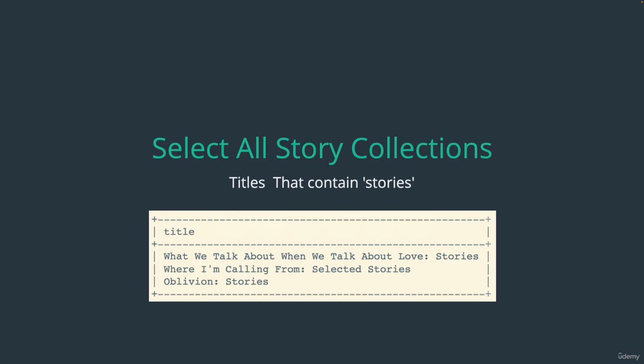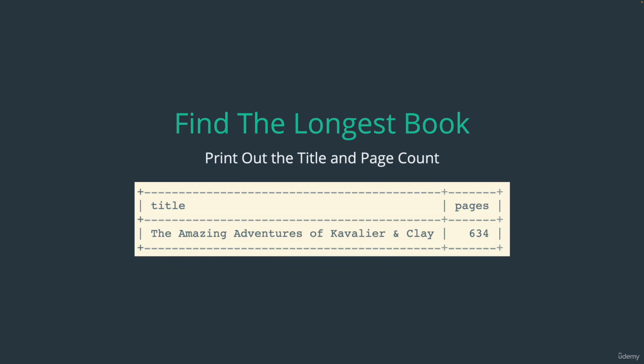So the first piece here, this is all using our books data set, very simple data set. Write a query that results in this output. So this is all of the book titles that contain stories. So, you know, what we talk about when we talk about love stories, where I'm calling from, selected stories, Oblivion, stories. So you'll need to use one of the operators we very recently covered.